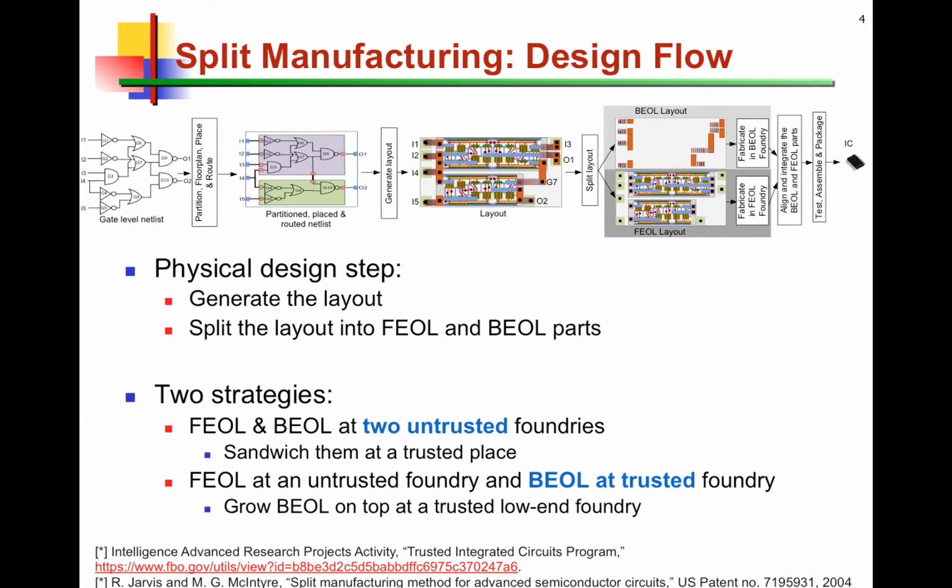So there are 2 different strategies that can be followed in split manufacturing. You could use exactly 2 foundries to produce 2 pieces of the chip, and then you can take them and align them and sandwich them in a trusted place. That's one way to do split manufacturing. The other approach can be to manufacture the FEOL layers in an FEOL fab, and then take those wafers and then grow the BEOL layers on top of the FEOL layers in a trusted foundry. So these are 2 different ways to accomplish split manufacturing.